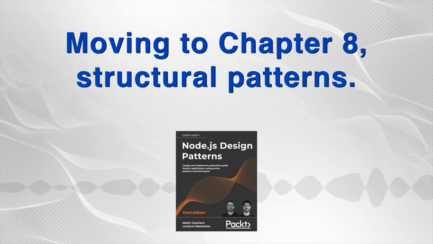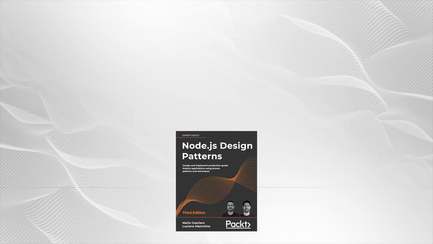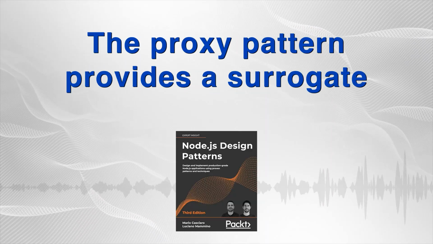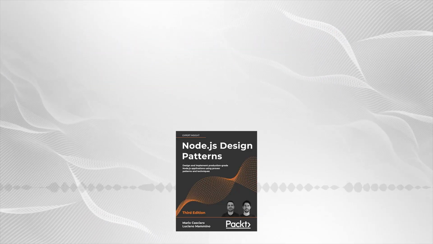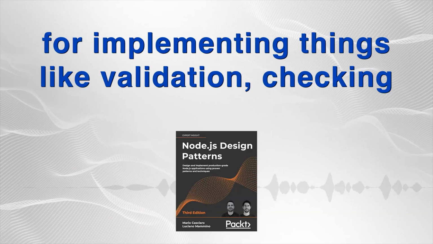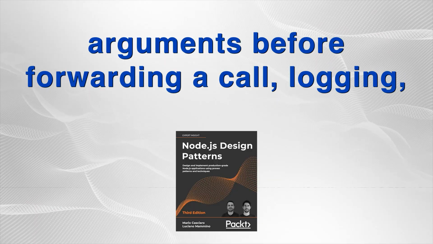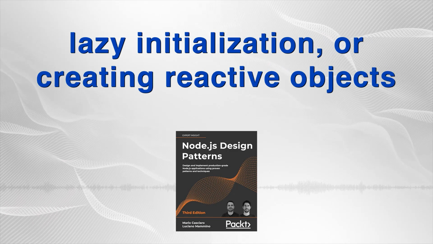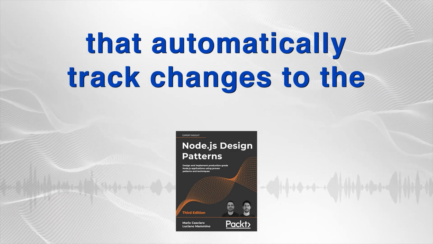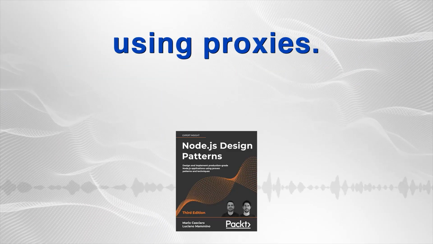This is useful for creating truly immutable objects or objects where initial setup requires privileged access that shouldn't be available later. Moving to Chapter 8, structural patterns. These deal with object composition. Let's start with the proxy pattern. The proxy pattern provides a surrogate or placeholder for another object to control access to it. In Node.js, this is useful for implementing things like validation, checking arguments before forwarding a call, logging, or even more complex scenarios like lazy initialization or creating reactive objects that automatically track changes. The change observer pattern is often implemented using proxies.